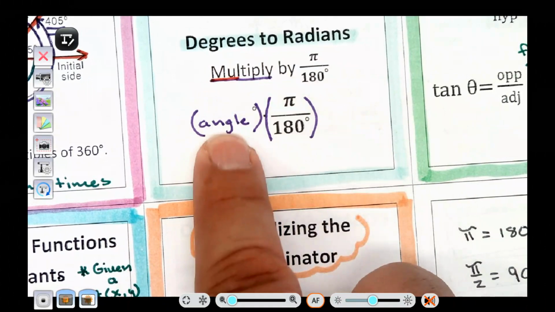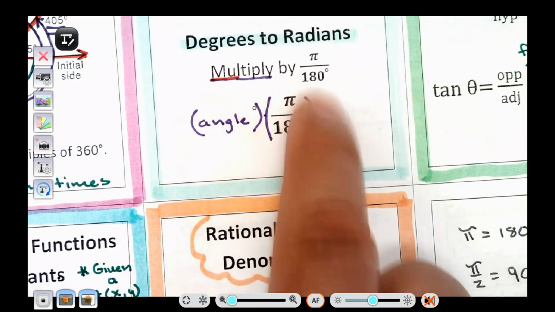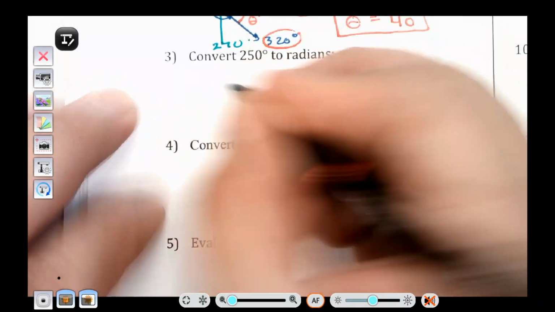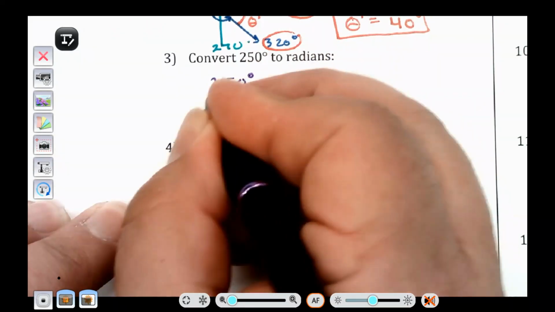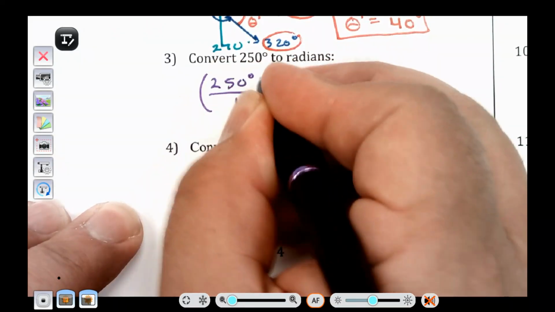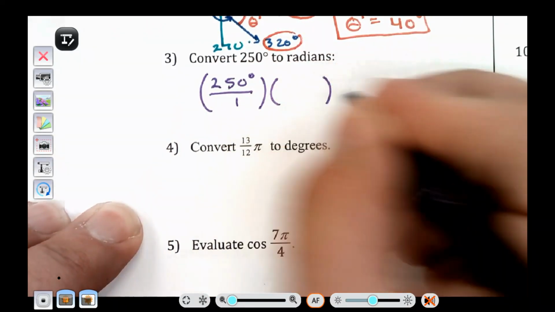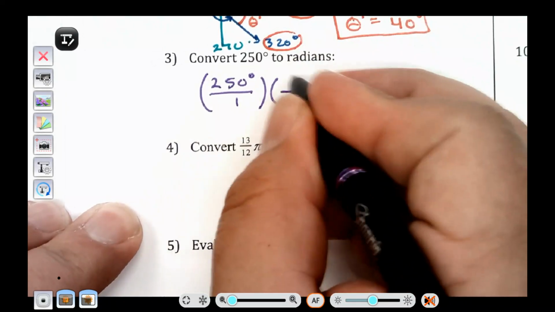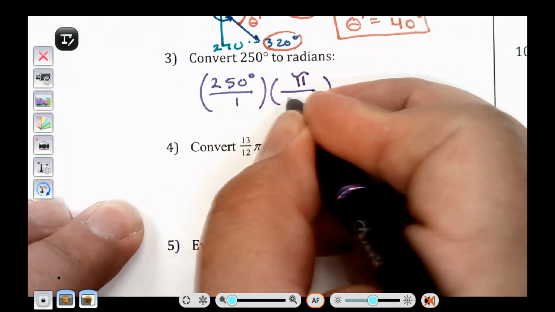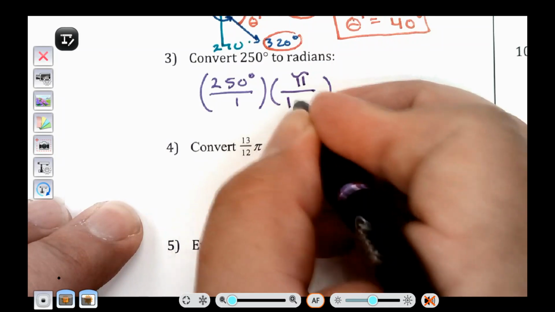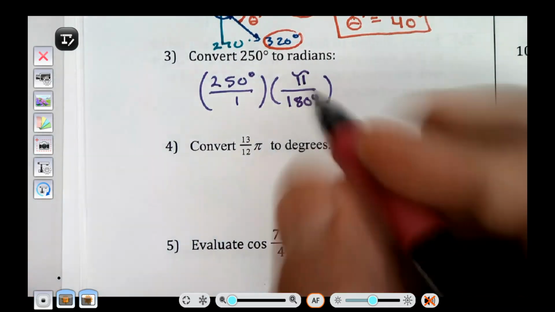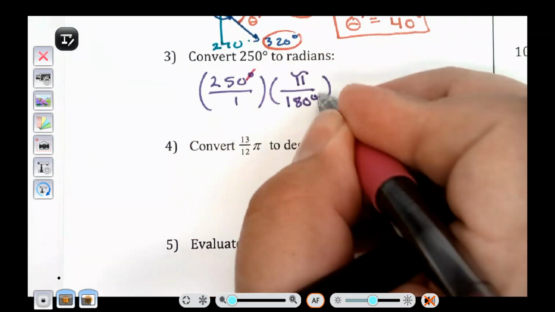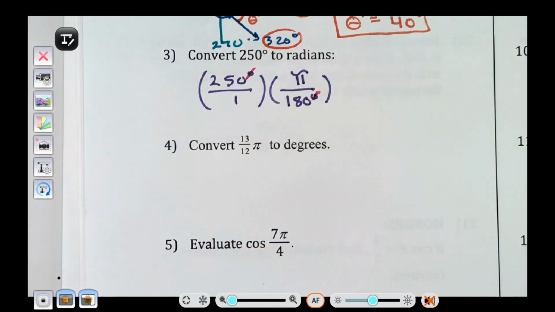I'm going to multiply my angle times pi over 180 because I do want the degrees to cancel out. So I do have a 250 right now that I am converting, 250 degrees. I'm going to put a 1 over it. It just helps to remind me that I'm working with the numerator and the denominator. And then I want radians, so pi is on the top. The equivalent to pi is 180 in the degree world. But I know it's very small, you don't really see it, but we're basically canceling out the degree symbol.